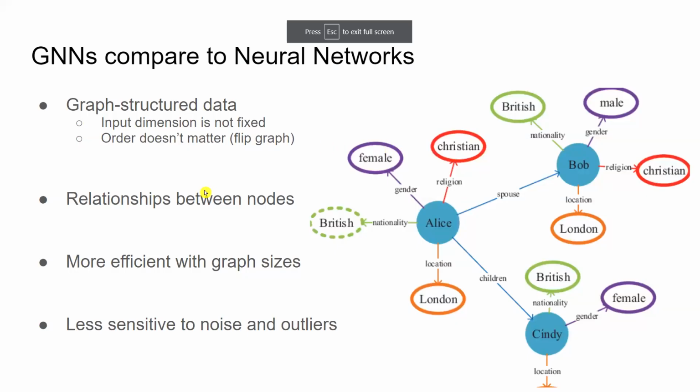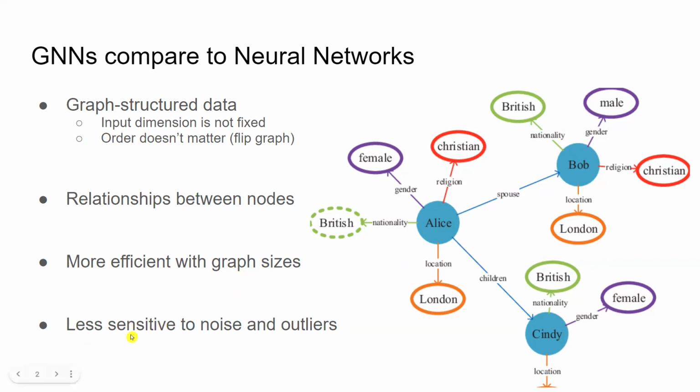Okay. And then another one is if you want to know the relationship between the nodes. For neural networks, you only care about the input and the output. But in this case, you want to know the relationship between the nodes, not just the input and output. And then it's also more efficient when you increase the graph size. If you convert this into a neural network, it's still possible, but when you increase the size, it's going to be more complicated and not as efficient as using the graph structure originally.